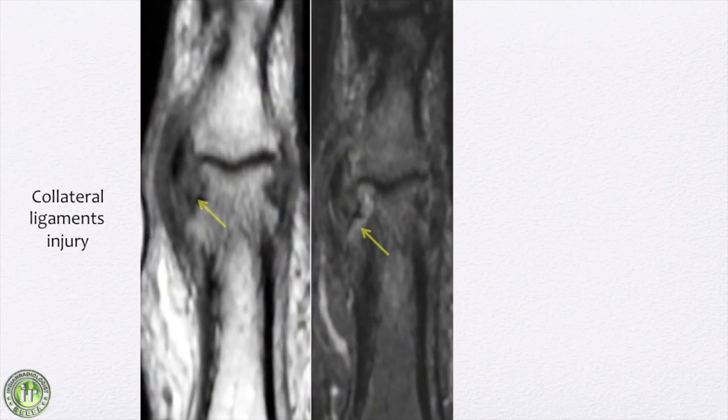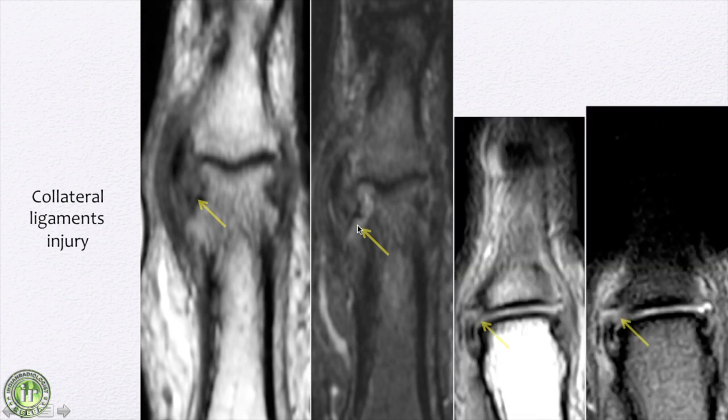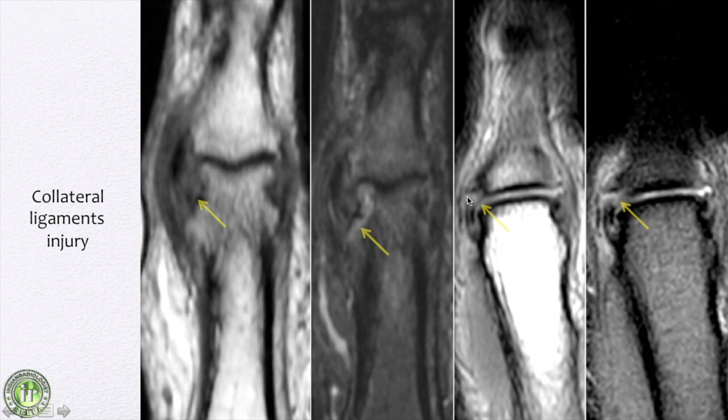Now here, this is a patient who had a high grade proximal collateral ligament attachment injury. So there are some fibers which are still attached to the bone. So it is not a complete tear, but it is a high grade injury. And also there is underlying bone marrow edema. Again in this patient, you can see that there is a full thickness tear at the distal attachment of the collateral ligament. You can see that there is a fluid-like signal, so you can compare it with the fluid within the joint. And if you see a fluid signal, you know that it is a complete tear.